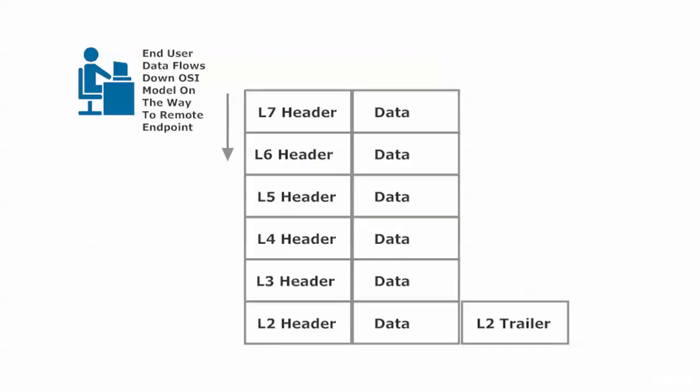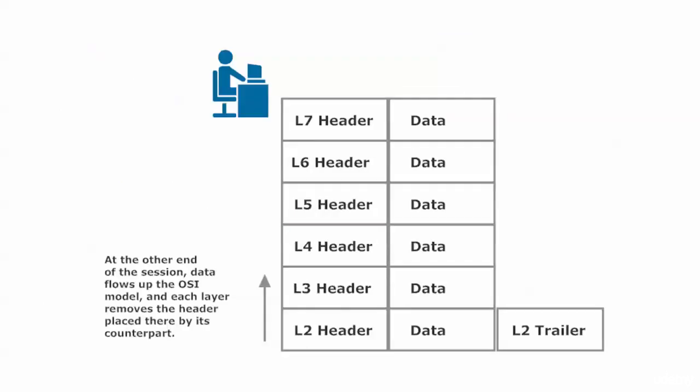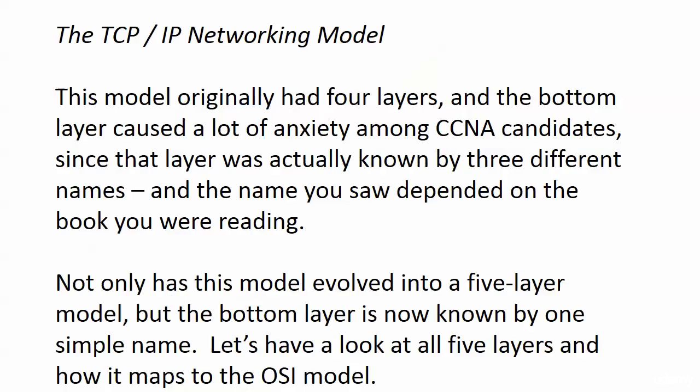Here's an illustration of what happens. As the data flows down, headers are attached on the way to the remote endpoint. Note that at layer 2, the data link layer, we're also adding a trailer, so that is the only layer with a trailer. That's good stuff to know. Then at the other end of the session, as data flows up the OSI model, each layer removes the header placed there by its counterpart.